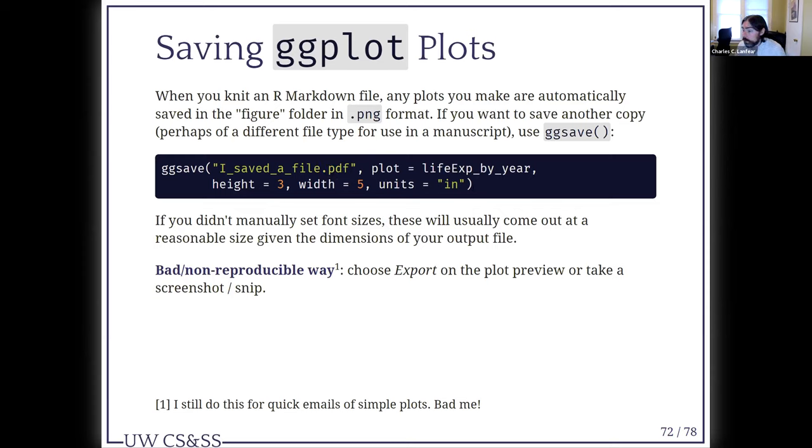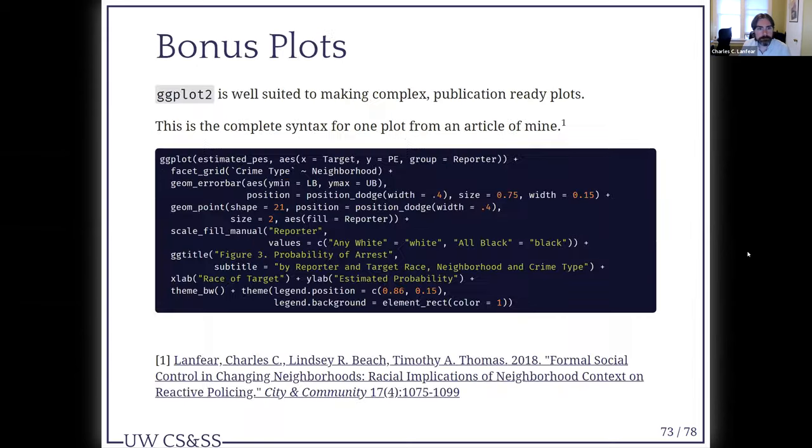Now, if you just want to quickly send somebody a memo or something, you can also just open that little viewer window in RStudio and screenshot it and send it to somebody. It's not reproducible, but I will freely admit I do that all the time when I send quick things to people because it's really fast, okay? So that's how you save things. It saves to your working directory. You could give it a path and save somewhere else if you want to, okay?